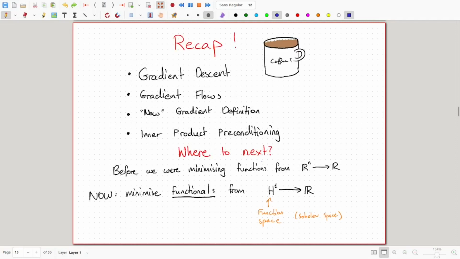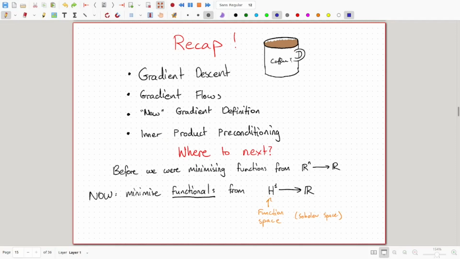Okay, so just a quick recap of what we've gone through so far. We've talked about gradient descent. We've spoken about gradient flows. We introduced a new definition for the gradient. And then we touched on this thing which I'm going to call inner product preconditioning, where we're picking a different inner product to get new kinds of gradient descent out. So where are we going to go next?